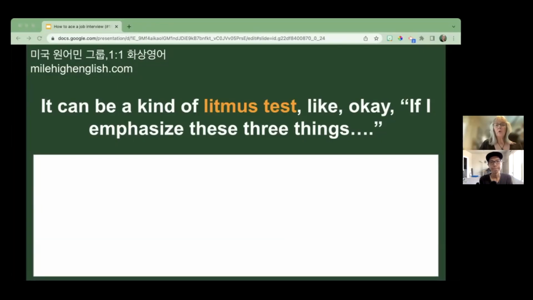I'm going to read the whole sentence instead of just this excerpt. It can be kind of a litmus test, like, okay, if I emphasize these three things, whether they move me forward or not in the next round, that's going to tell me whether I'm on the right track or not for me. Oh, that's a long sentence. It's a very long sentence, which is why I think what we want to take a look at is the phrase or expression litmus test. And I feel like just what's on the slide here captures enough of the meaning to be able to go over it.